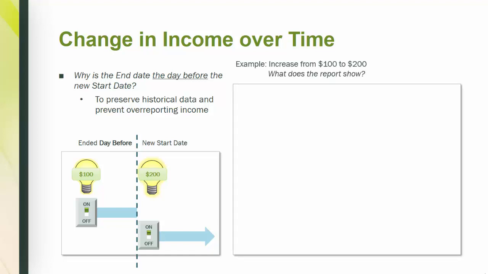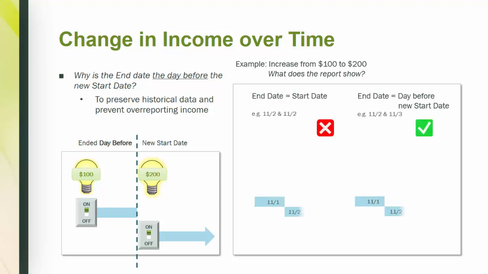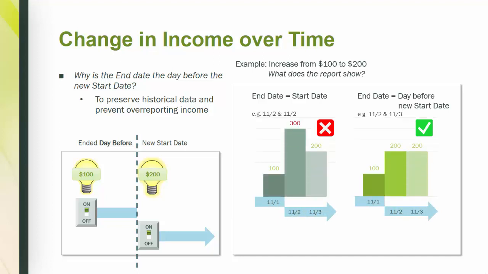Now, what happens to the report if we don't end the day before the new start date? On the left, the end date and the new start date are the same day. On the right is the correct way with subsequent dates. Do you see any differences? Aha, right there. If the dates overlap, we will have one day where the reported monthly income is the old amount plus the new amount. That's why the end date and the start date should not overlap.